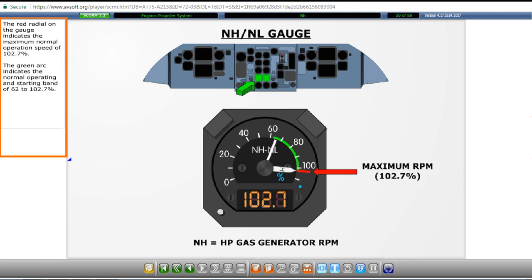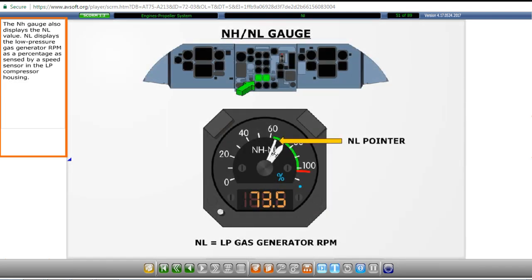The red radial on the gauge indicates the maximum normal operation speed of 102.7%. The green arc indicates the normal operating and starting band of 62 to 102.7%. The NH gauge also displays the NL value.